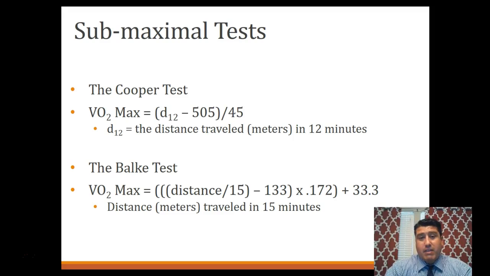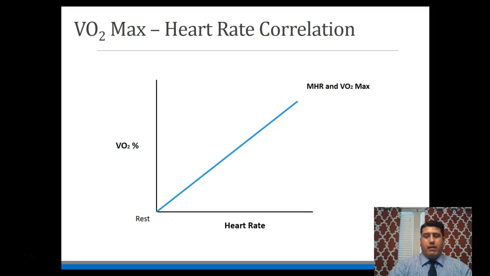Now, this is a sub-maximal test. This isn't a maximal test, so it's not completely accurate. But at least it'll give us an idea of how fit you are. Okay, so that's the assignment for next Tuesday. Since we can't do an accurate VO2 max test, the test that you're doing with the calculation is just an opportunity for you to experience it and test on your own.